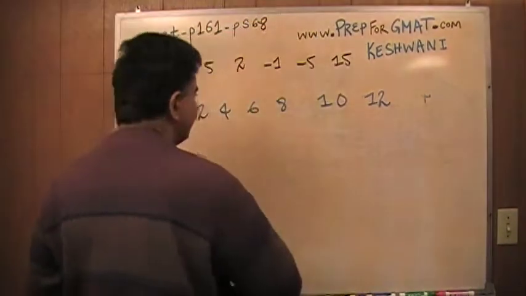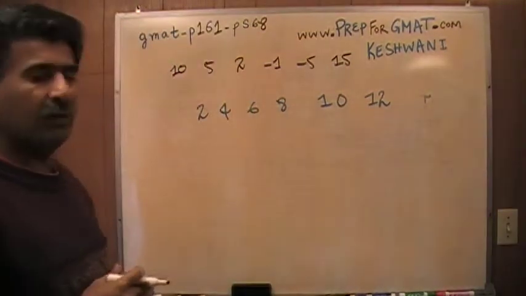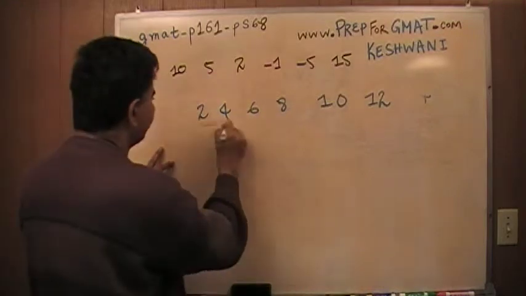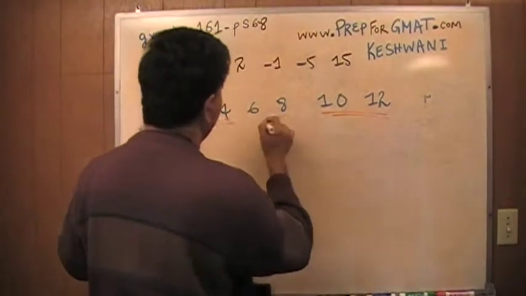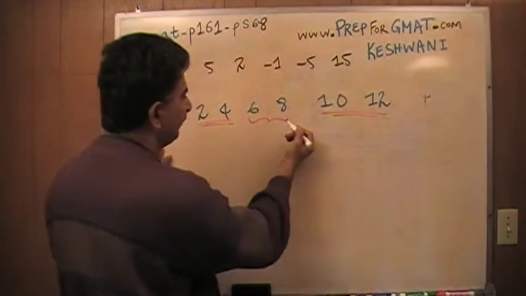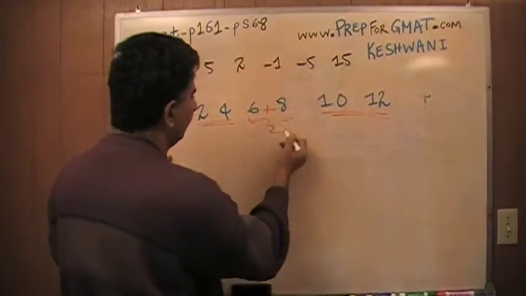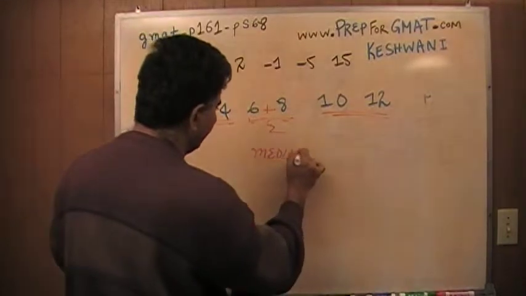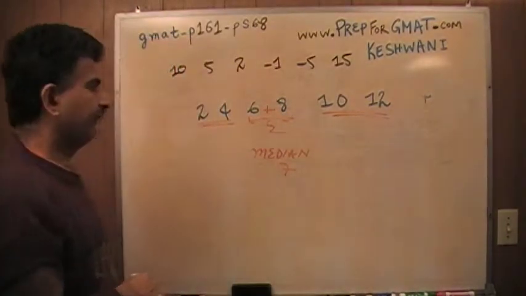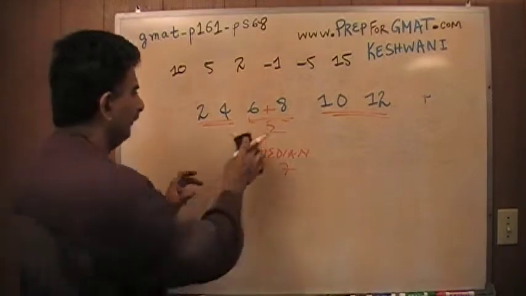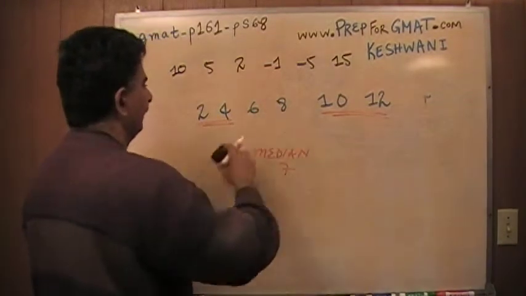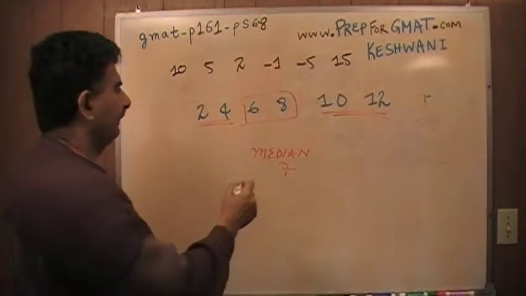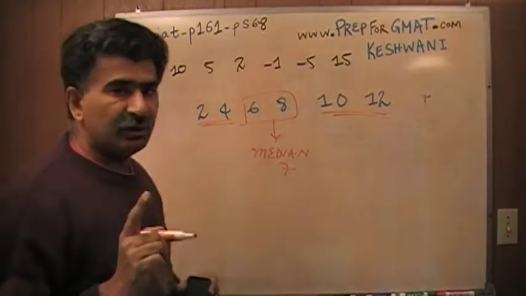What happens if instead of 7 numbers, I only had 6 numbers? What's the median of these 6 numbers? How do I find the middle number now? Well, then the rule is that you have 2 numbers on this side, 2 numbers on this side, and the middle 2 numbers there, you take the average of these 2 numbers. 6 plus 8 divided by 2. The median in this case is 7. So you take the average of the middle 2 numbers.